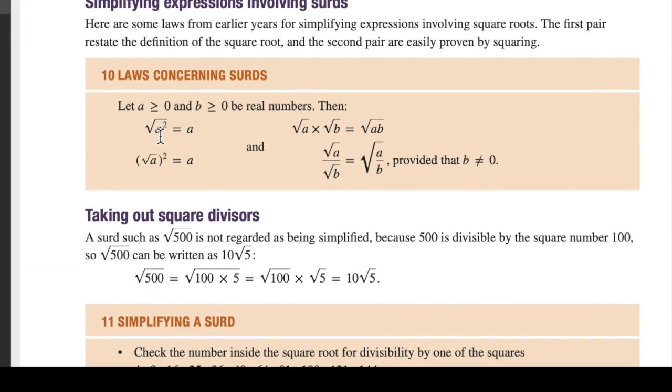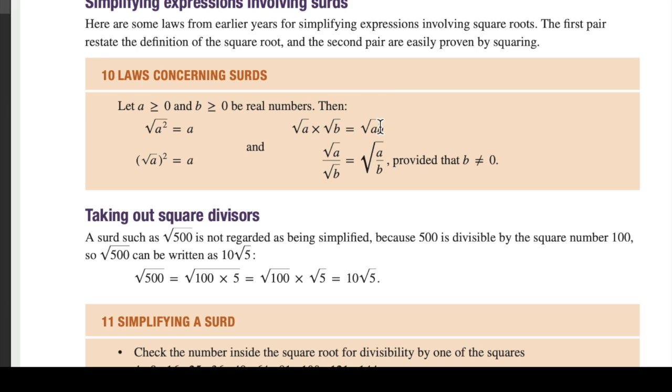Laws concerning surds. Well, if you take the square root of something squared, you just square root it, obviously. So if I had the square root of 25, it'd come out as 5, because 25 is 5 squared. Same thing if I square the square root of something, for example, the square root of 5. If I had root 5 and I squared it, root 5 times root 5 comes out as just 5.